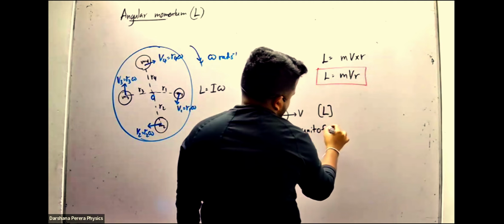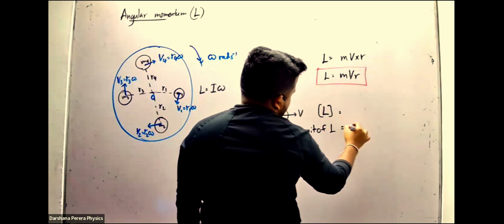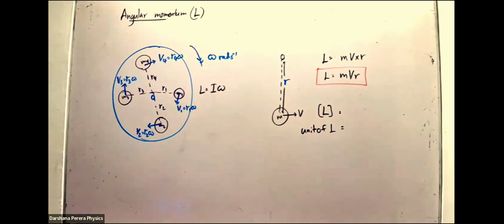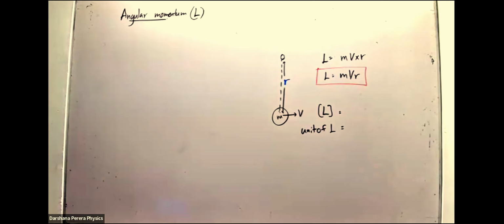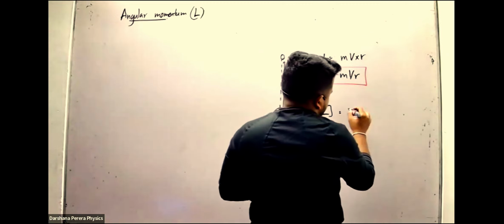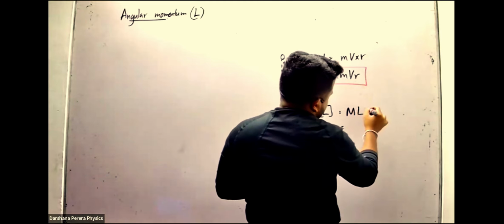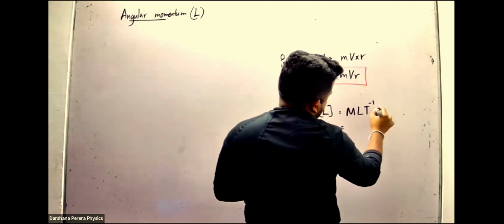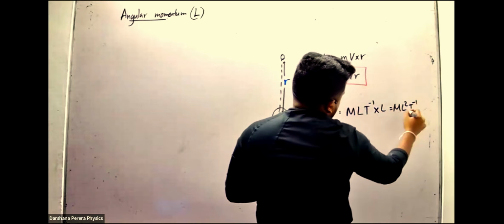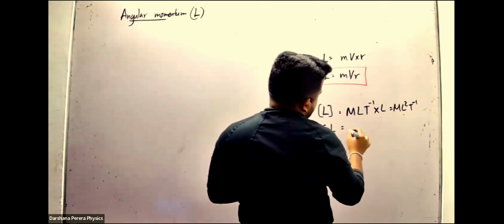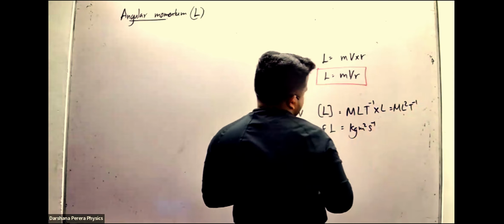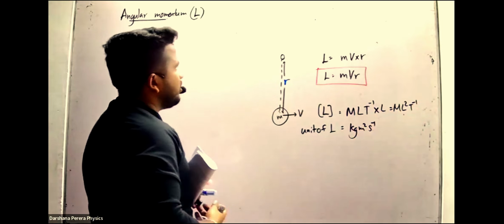Unit of capital L. What is the dimension of capital L? Angular momentum. Give me the answer. Yes. M L T minus 1 into L gives M L square T minus 1. The unit of L is kg m square s minus 1.